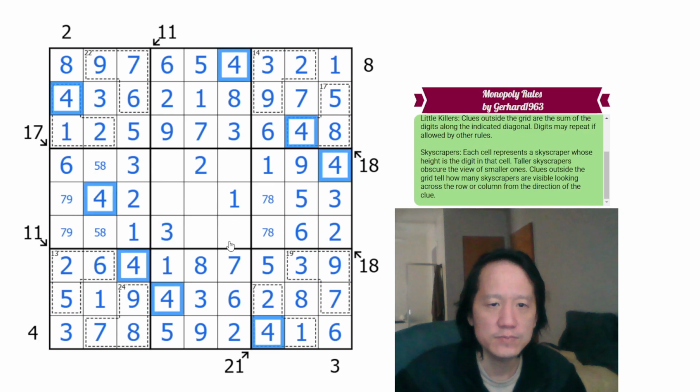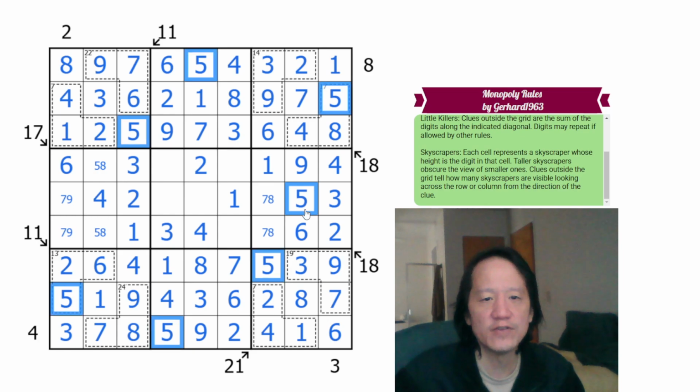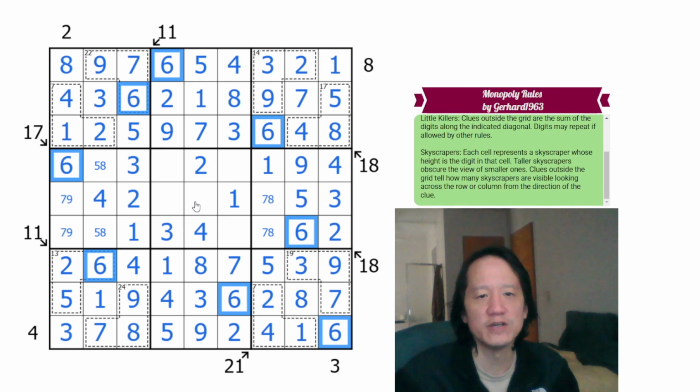4s. We have 8 4s too, so the last one to be placed is here. 5s. Do we have 8 5s? We do not have 8 5s. Okay, so that's not helpful. 6s. We do have 8 6s though. 1 2 3 4 5 6. Yeah. So the last 6 to be placed must be here.